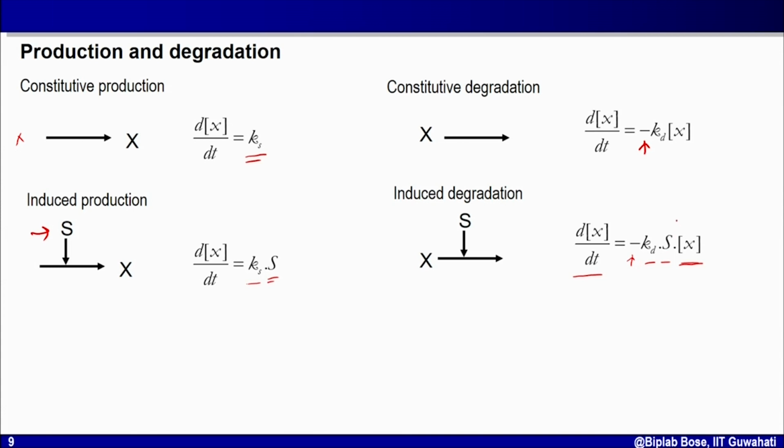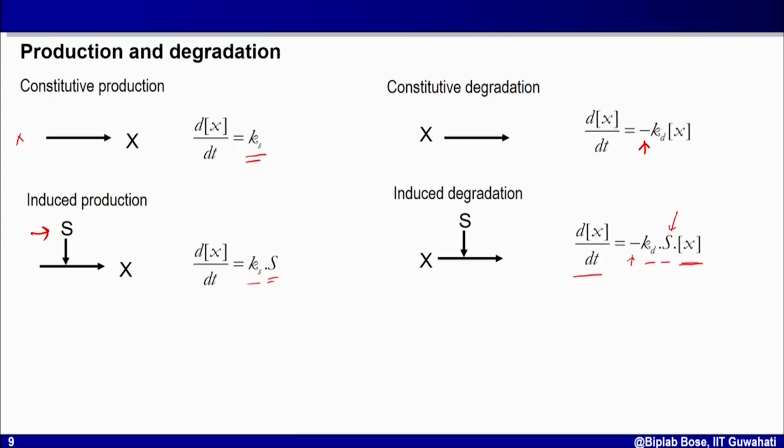Now note that when S is equal to 0, this rate will be 0. Obviously, because you have assumed that S is inducing the degradation of X. In absence of S, there is no degradation of X.